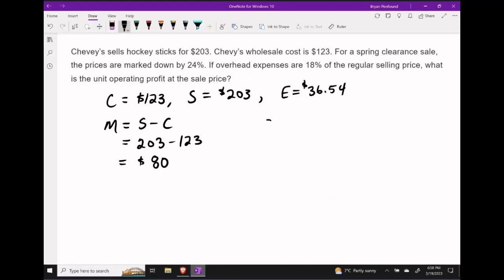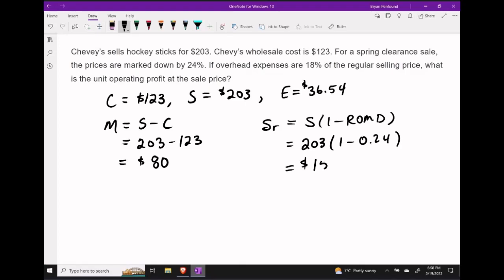Now, the next thing we're going to do is we're going to apply our markdown of 24%. So let's take our selling price of $203 and multiply by 1 minus the rate of markdown. This gives us $154.28.